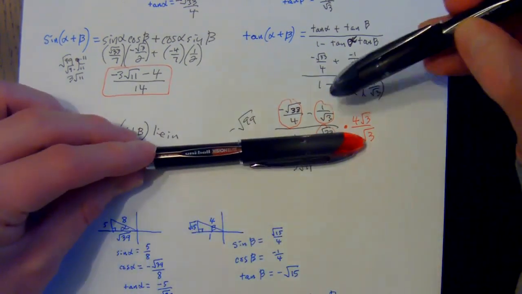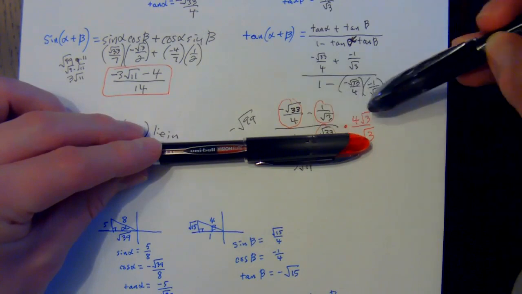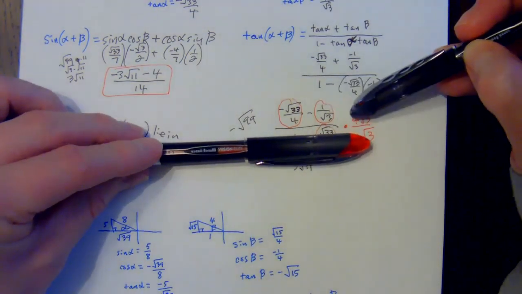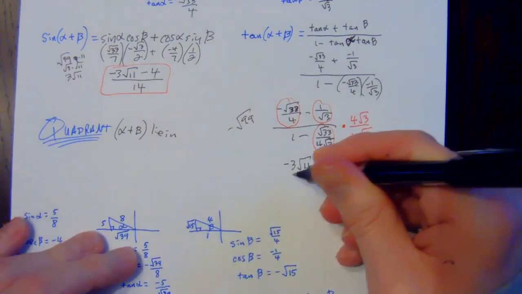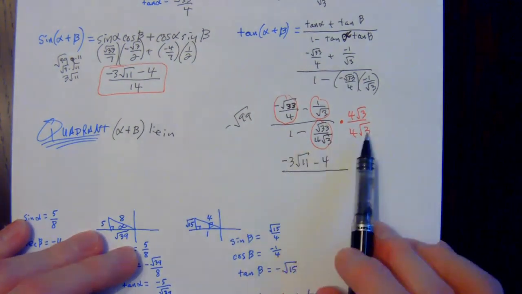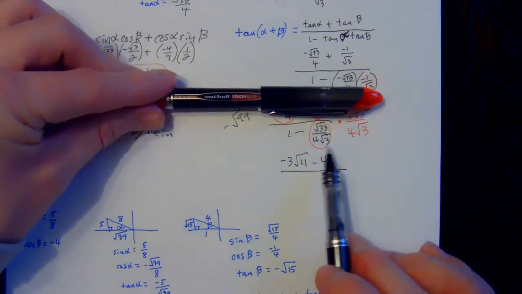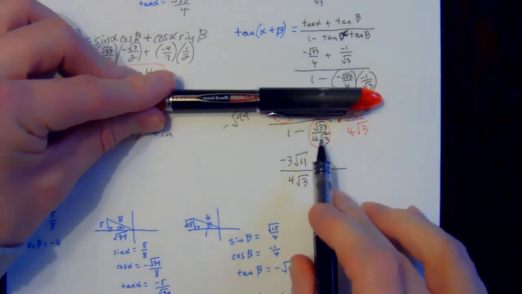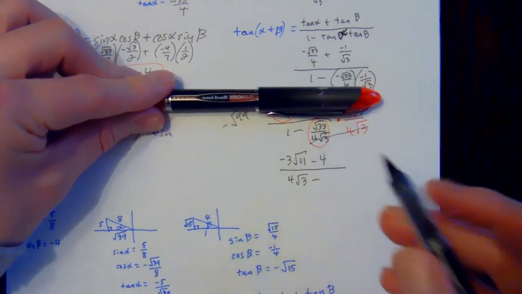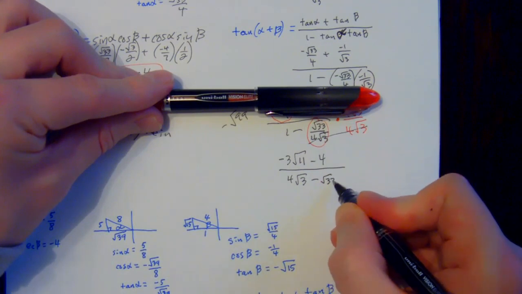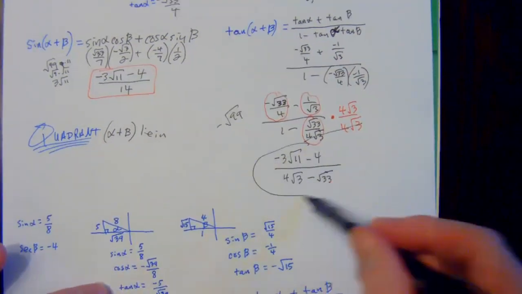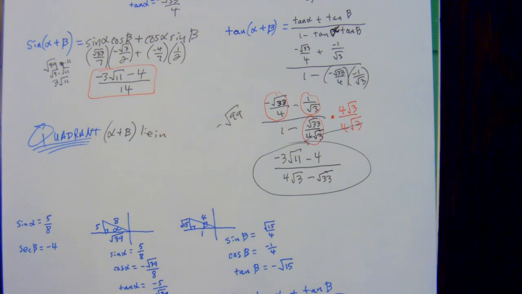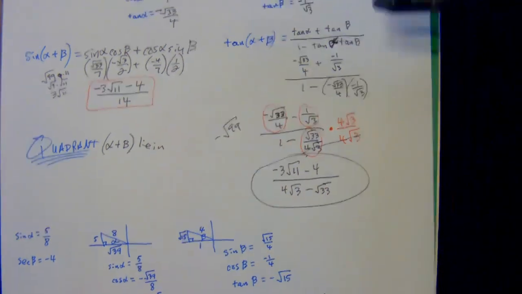And then now when I take this egg-shaped thing times this, the square root of 3's cancel, but you have 1 times 4, which is a 4. And on the bottom, you're ignoring everything up top. So you're going to go 1 times a 4 radical 3 to get a 4 radical 3 there. And then you take this times this, the 4 radical 3's cancel, and you're just left with the square root of 33.